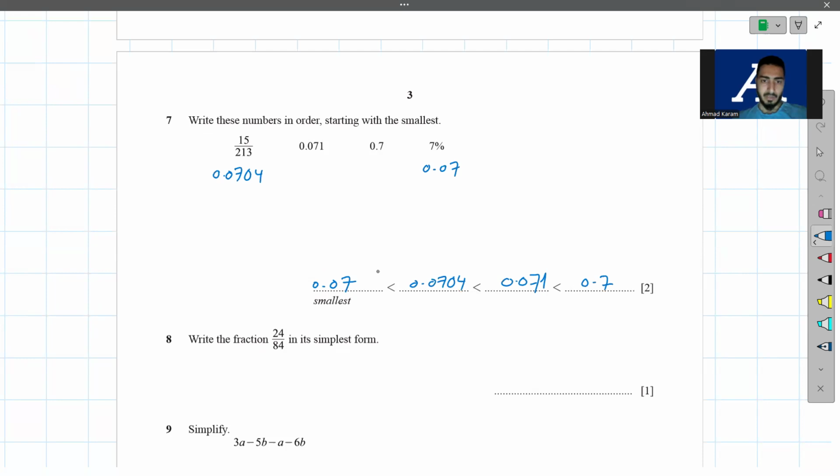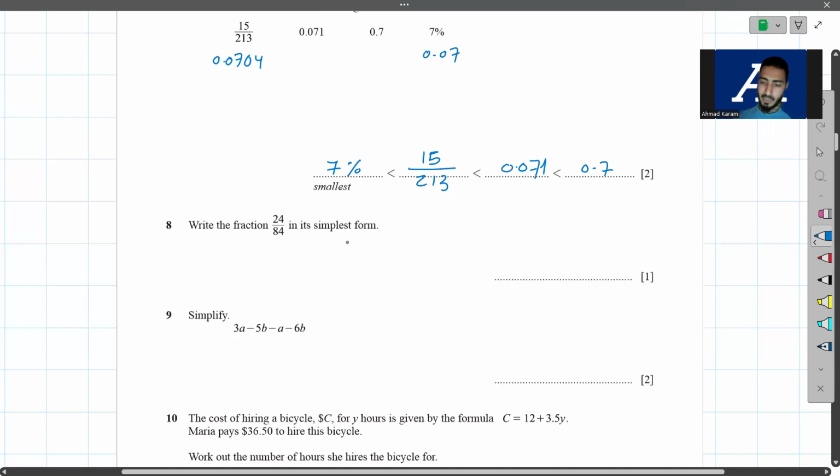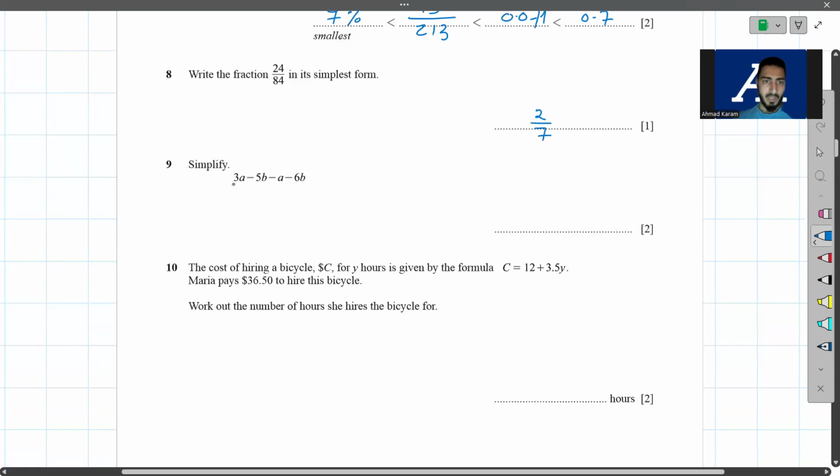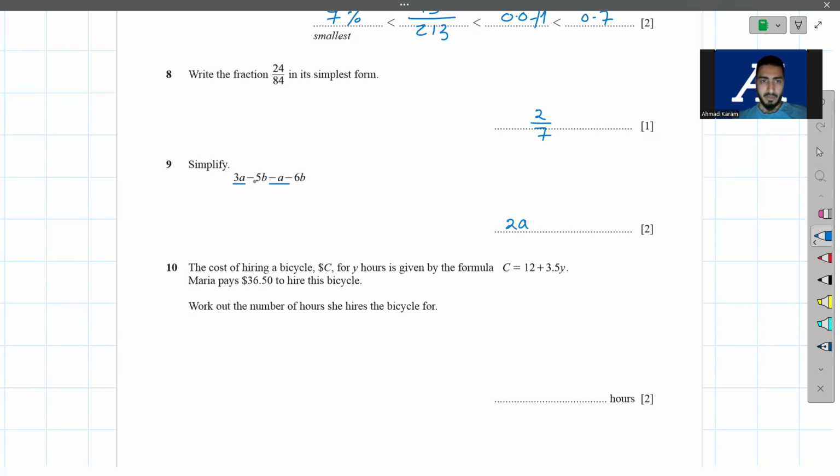But instead of writing the decimal, I'm going to write it as in the question, which is 7%, or this one, which is as a fraction 15 over 213. Write the fraction in simplest form, we can use the calculator here. So it's 2 over 7. Simplify: 3a minus a is 2a. Negative 5b minus 6b is negative 11b.